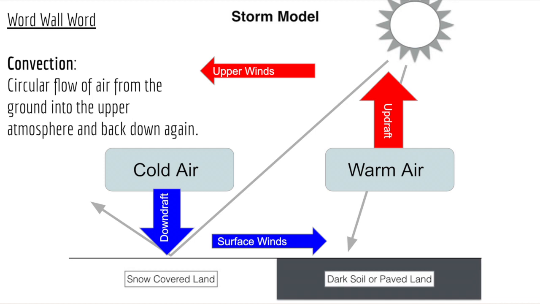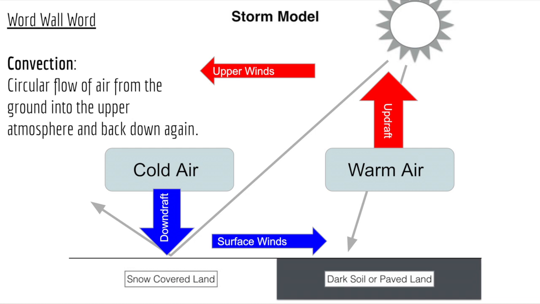The upper winds move the air up into the atmosphere and slide it over until it becomes cold air. Once it's reached a point where it's no longer warm, it becomes cold air, which we see in the part of our picture with the cold air and an arrow pointing down, called a downdraft. So basically, warm air goes up into the atmosphere, gets shifted over by upper winds, and becomes cold. And when that happens, it goes back down to snow-covered land or colder land in a downdraft.